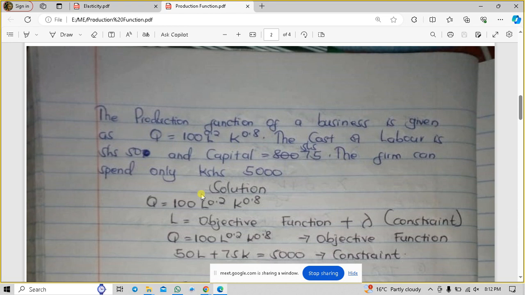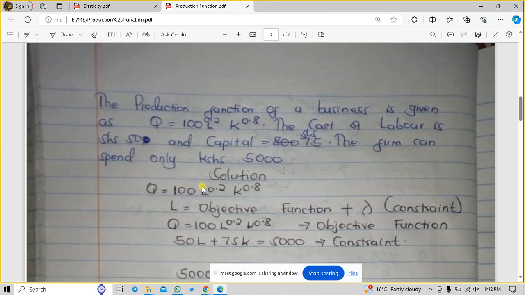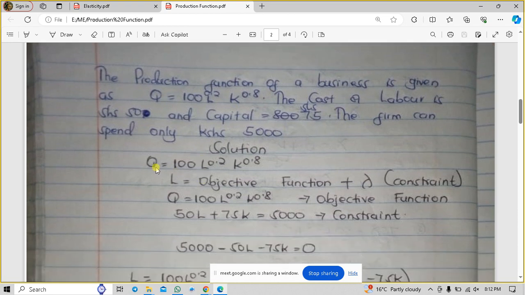So in such a case, the first thing that you do, you're going to say Q equals 100 L to the power 0.2, K to the power 0.8. So this is the production function. So you just copy it. Then from there you go to the second part. The second part is called L equals objective function plus this symbol here, which is curved.